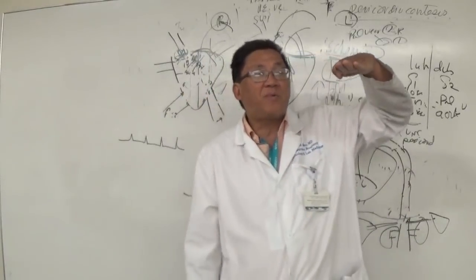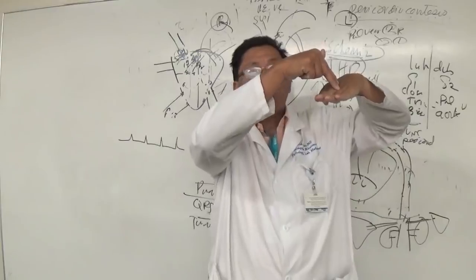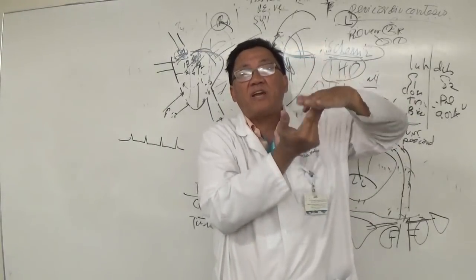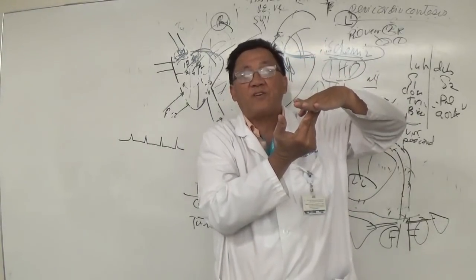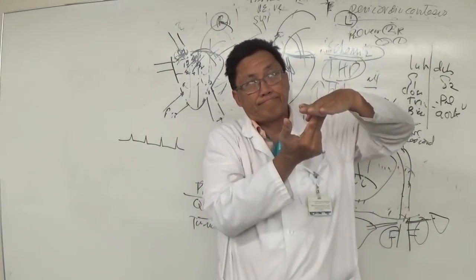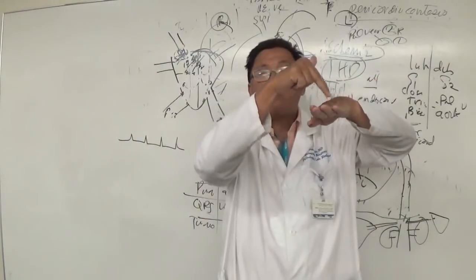Where is the dorsalis pedis pulse? On top. Here, dorsal. What about here? Plantar. If you put it here, then you are not a graduate of West Coast. Not back, not front, but here, dorsalis pedis pulse.